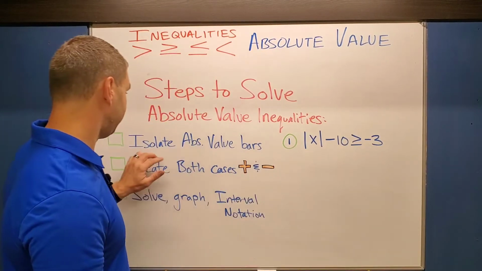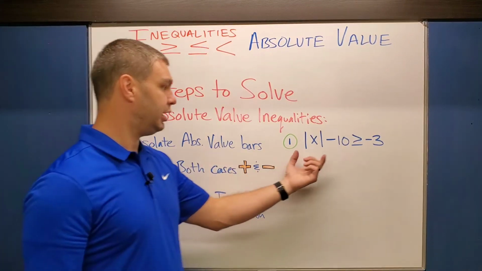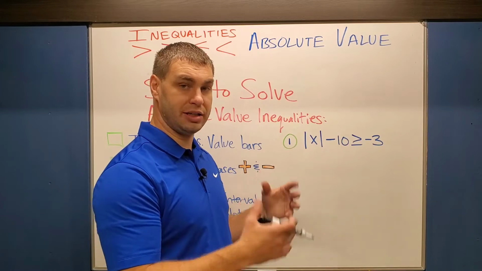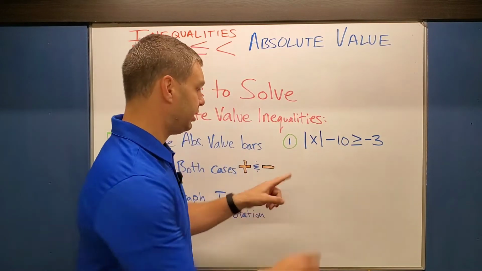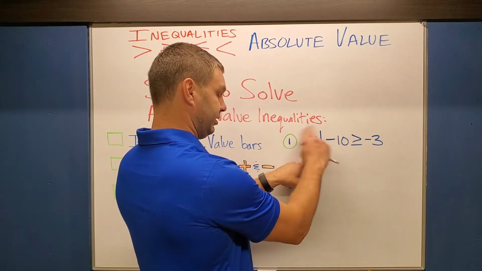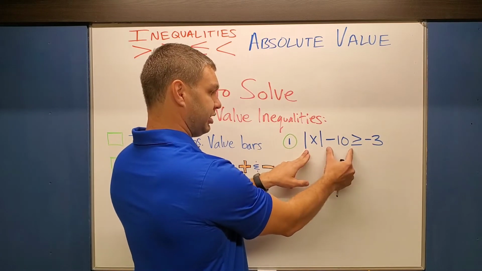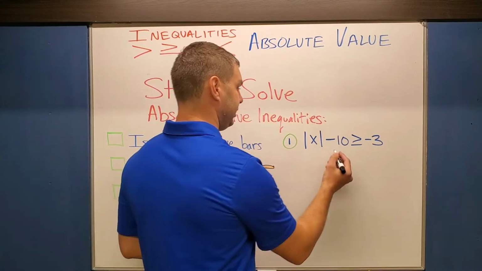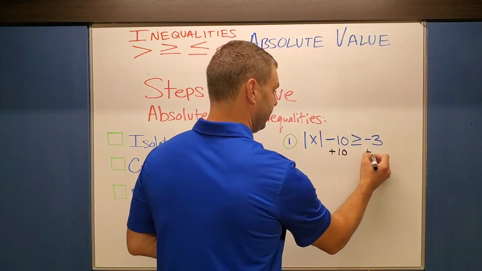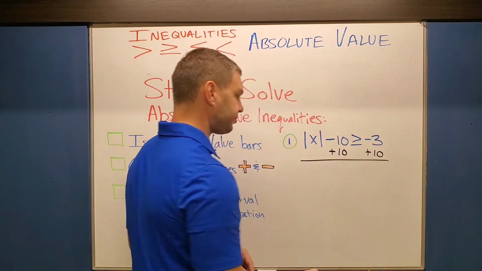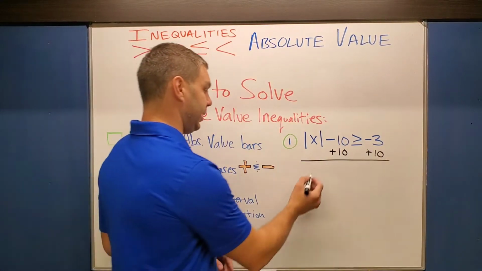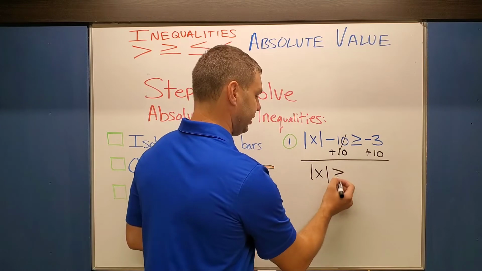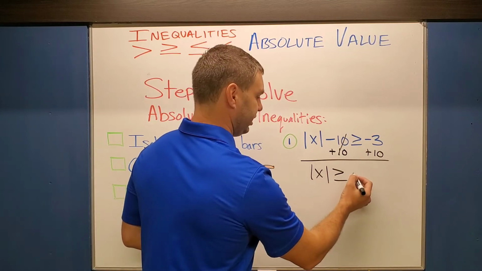So my first step, remember, I need to isolate the absolute value bars. What I mean by that is everything on one side of our inequality can only be the absolute value bars. So right now they're right here, and you can have anything inside of it, but if there's anything outside of it, that has to be moved to the other side. So how can I move the minus 10? Well, I'm going to add 10 to both sides. And when I do that, that's going to give me the absolute value of x, now isolated, is greater than or equal to, this would be a positive 7.